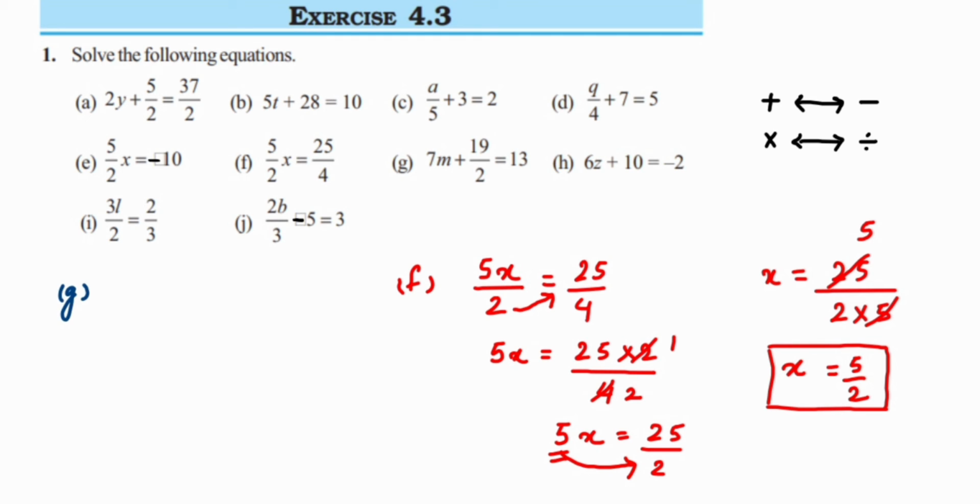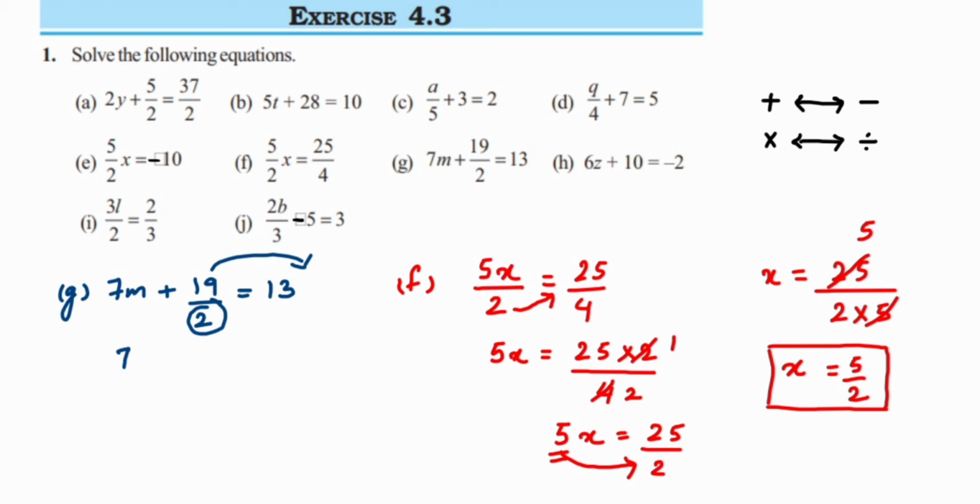So 7m plus 19 upon 2 is equal to 13. The very first thing you should do here is transpose 19 upon 2 to the other side. Now I cannot transpose 2 here because 2 is in the denominator only with 19. It is not like 7m whole divided by 2. It is not like that. So here I should consider 19 upon 2 as my single number. So when I transpose, it comes with a minus.